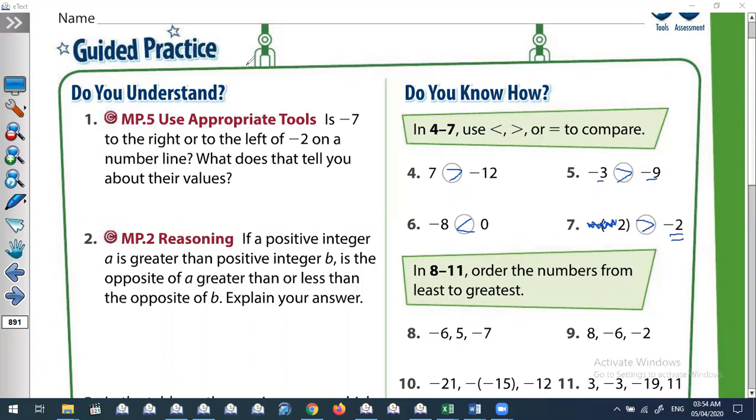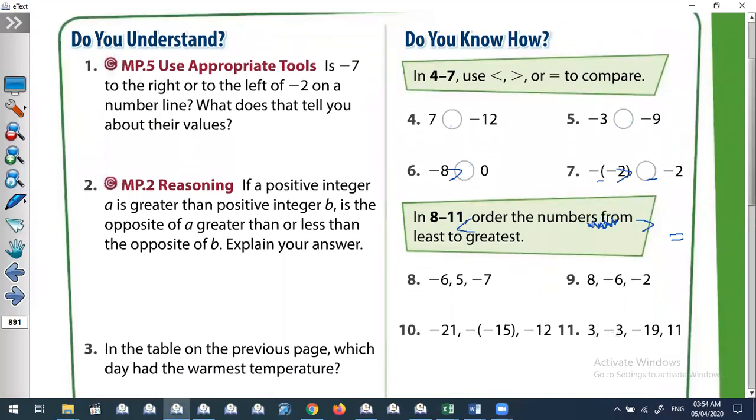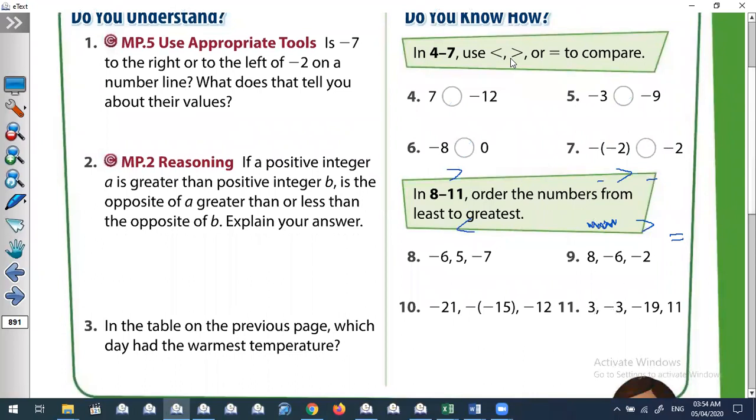The next one. Order the numbers from least to greatest.